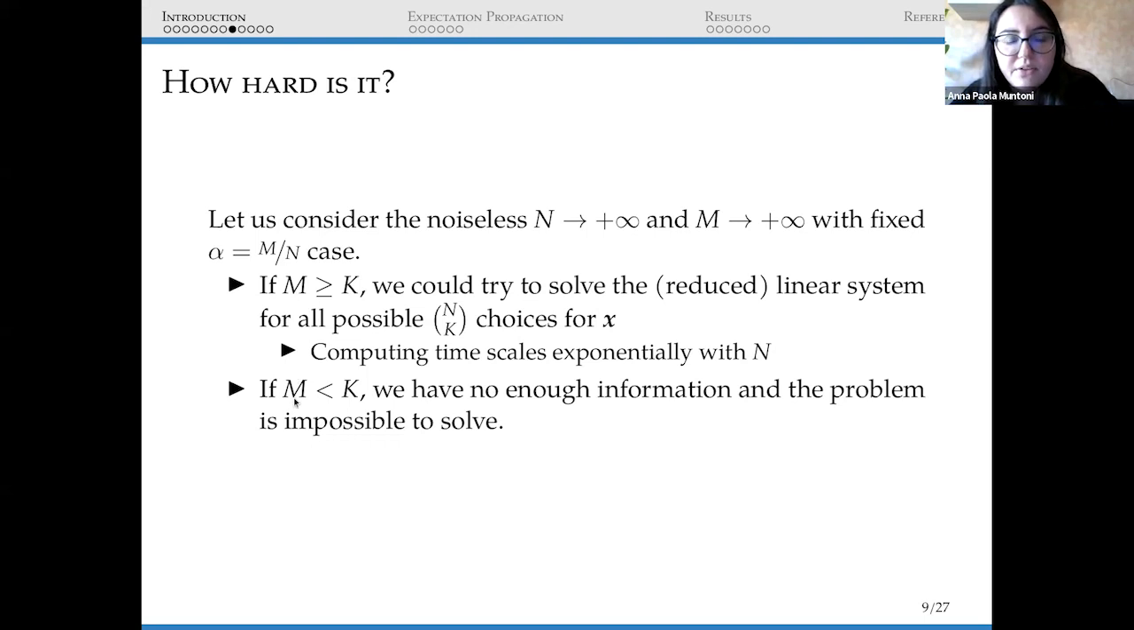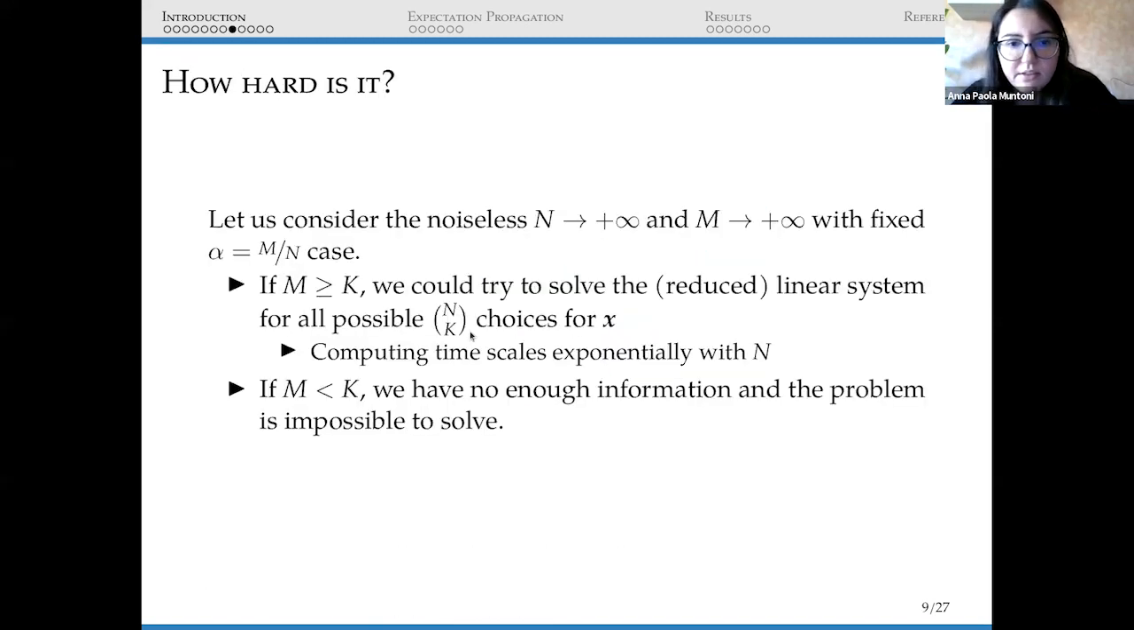Instead, if I have few equations, so the number of equations is smaller than the number of unknowns, I do not have enough information to solve this problem, and so the problem is hard, and it's impossible to solve it in this thermodynamic limit.